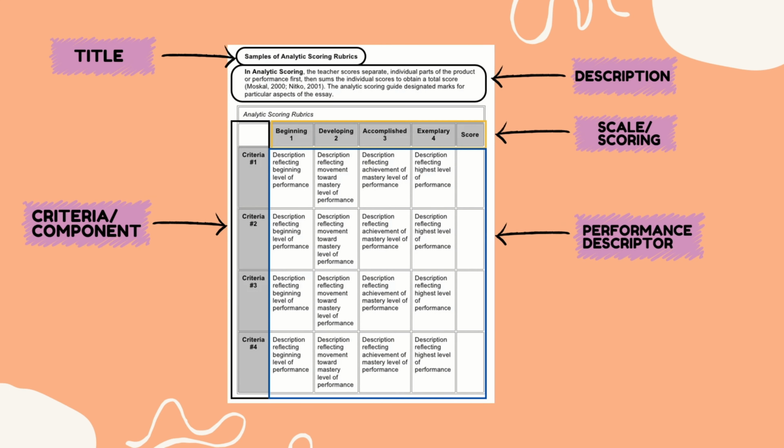Now here is an example of an analytic scoring rubric and its components. We have the title, description, criteria or components, and scale or scoring. Now the scale or scoring has two types: numerical scales and descriptive labels. Numerical scales use numbers such as 1, 2, 3, and 4 to represent different levels of achievement. The specific values and their meanings should be clearly defined in the rubric.